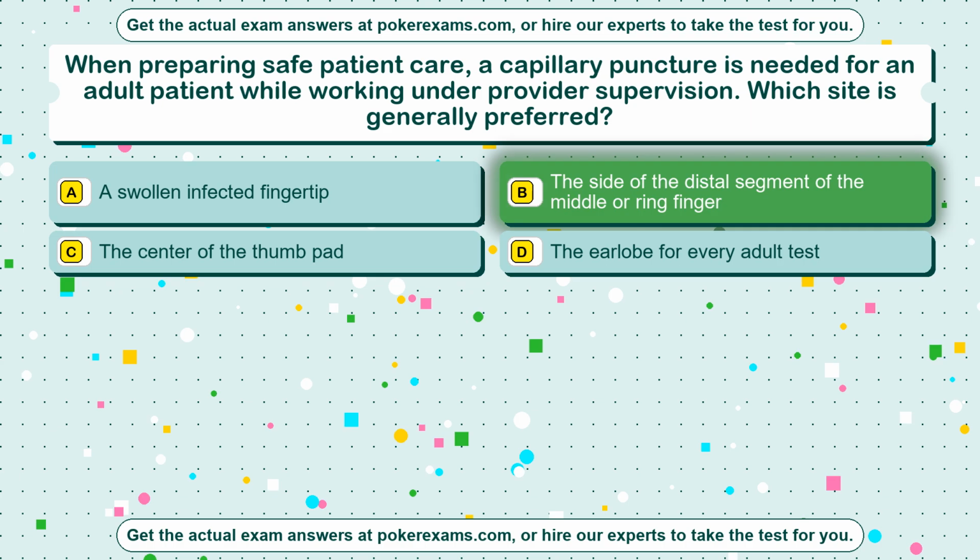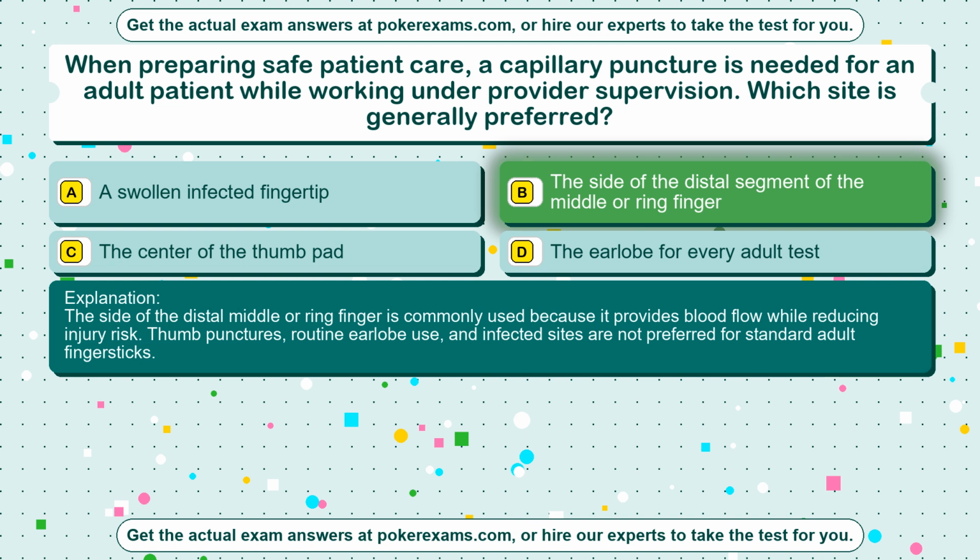The correct answer is option B. The side of the distal segment of the middle or ring finger. The side of the distal middle or ring finger is commonly used because it provides blood flow while reducing injury risk. Thumb punctures, routine earlobe use, and infected sites are not preferred for standard adult finger sticks.